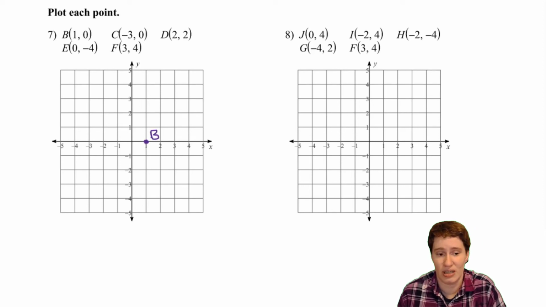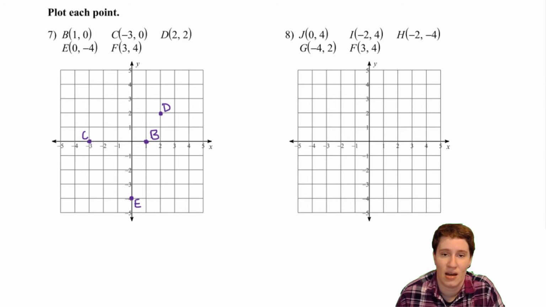I'm going to label it with a B because I'm going to put 5 points on the same grid. And if I don't label them, I won't know which point was supposed to be which one. C, negative 3, 0. So that means I'm going to go the negative direction 3 for x, and then not up or down, so that's going to be right here. Okay, D, 2 comma 2. So those are both positive, so that's right 2 and then up 2. And then E is 0 comma negative 4, so I'm not going to go left or right for 0, but I'm going to go down 4, so that's going to be right here.